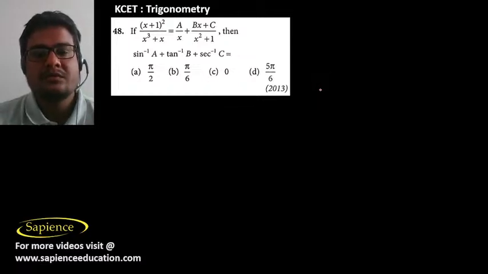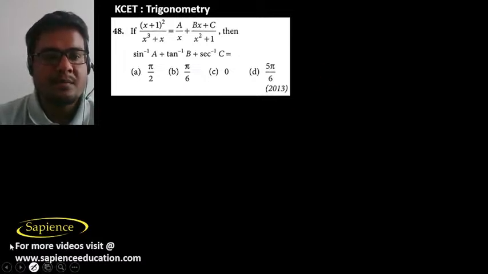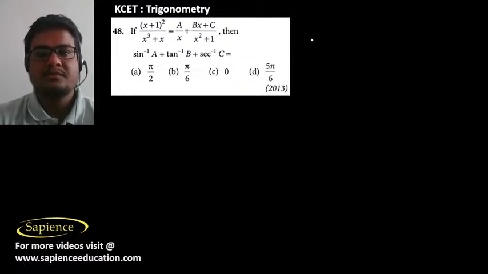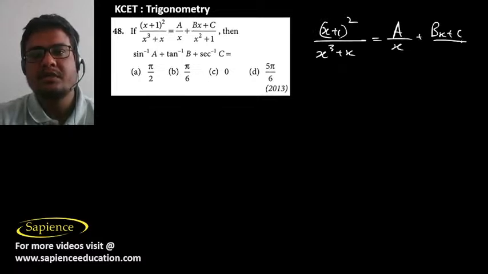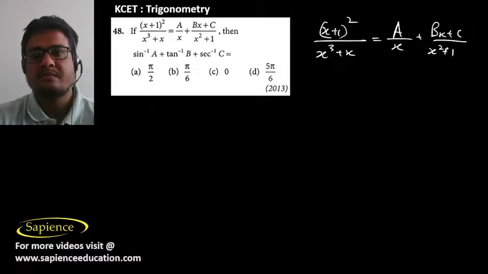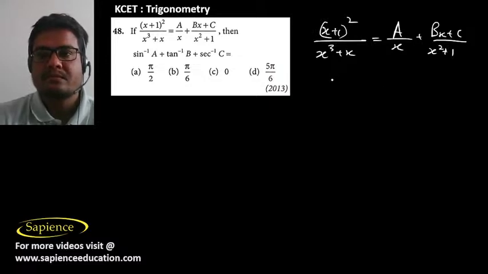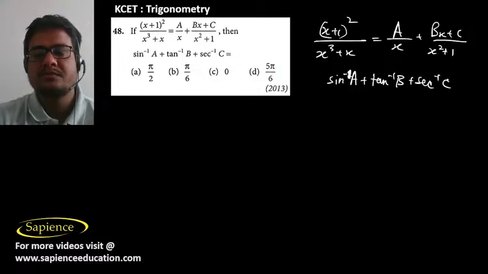In the previous live class we had completed till question number 47. So in this live class we shall start from question number 48. Here in question number 48, it has been told that (x plus 1) whole square by (x cube plus x) equals a by x plus (bx plus c) by (x square plus 1). Then we have to find the value of sine inverse a plus tan inverse b plus sec inverse c.